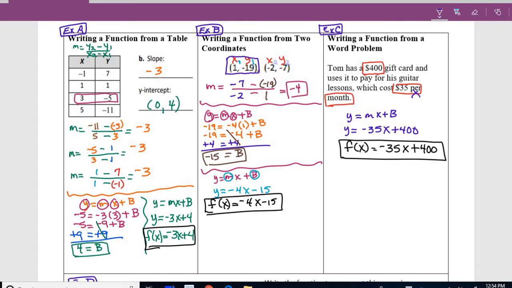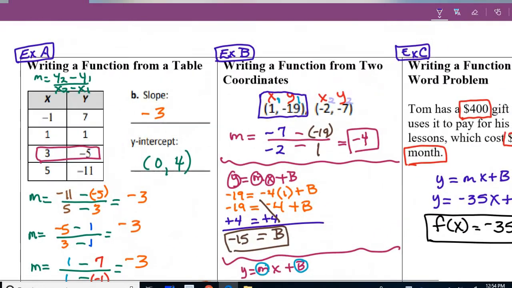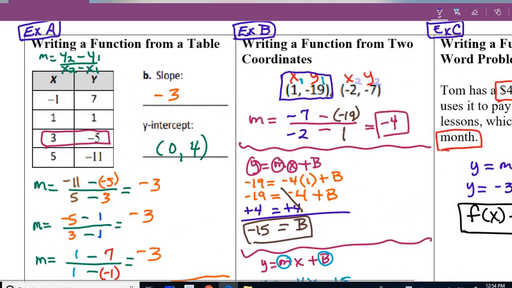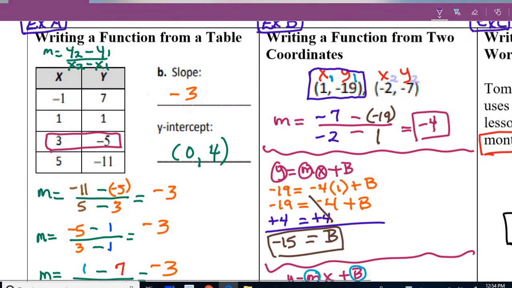Hello, we're going to go over 3 different examples right here, and then we'll have another example on a second video, but this is part 1 of 2 videos. So the first thing we're going to look at is example A. We're going to write a function from a table.